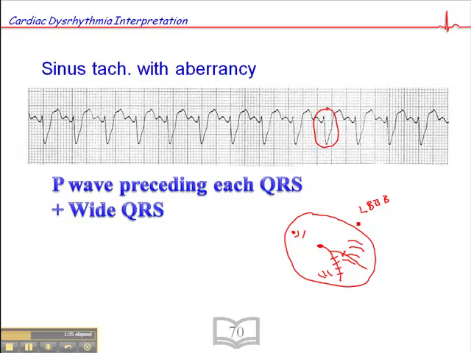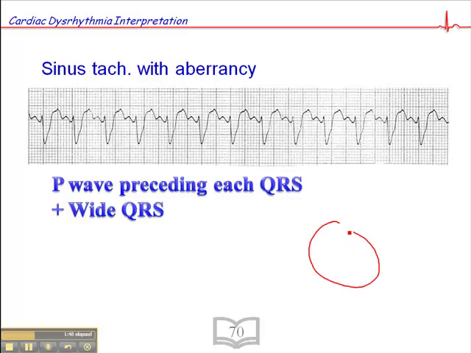So this could just as easily be a right bundle branch block or a left bundle branch block. There are also some fascicles coming off the left bundle branch, which might also be blocked, so we could have a bifascicular block giving us a wide QRS. That's what's meant by aberrant conduction.